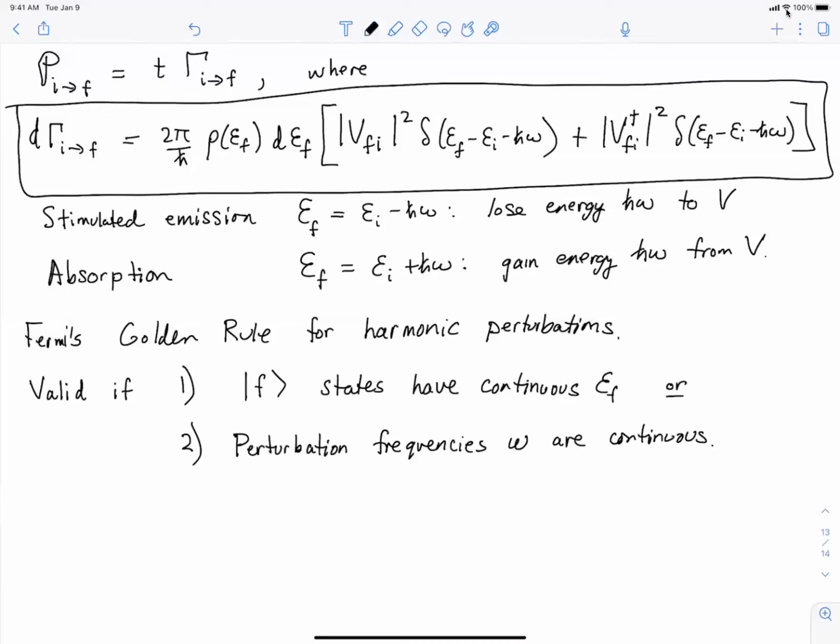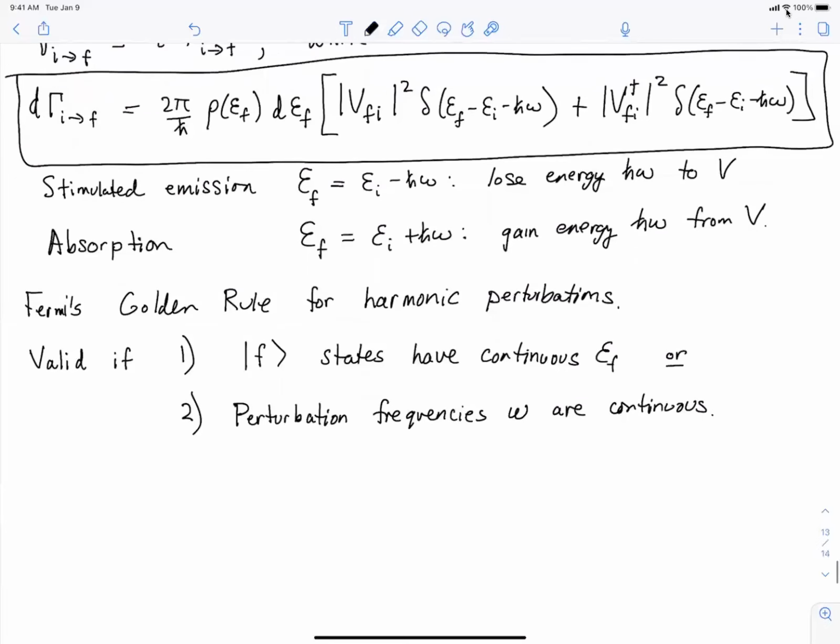Okay, so we're out of time today, but we'll talk a little bit more next time about applying this formula for the case of harmonic perturbations. And then the real reason that this is all setting us up for is to talk about interactions of atoms with electromagnetic waves. We will do that by specifying what our V's are. And so we'll hopefully get into that on Wednesday.